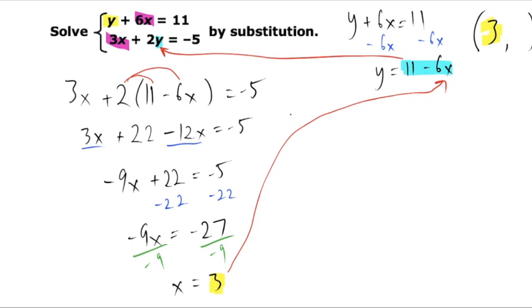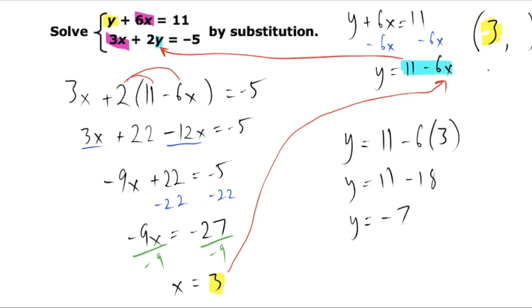So let's do that. I have y equals 11 minus 6, parentheses since I'm plugging in something, 3. So let's start simplifying. Negative 6 times 3 gives me negative 18. 11 minus 18 gives me negative 7. So my y is negative 7 for my solution.